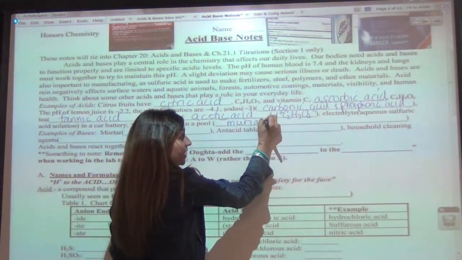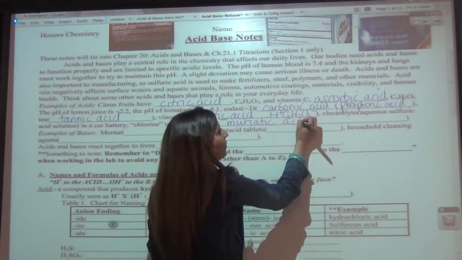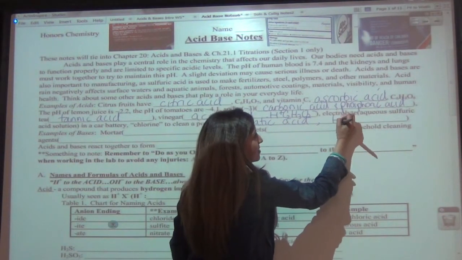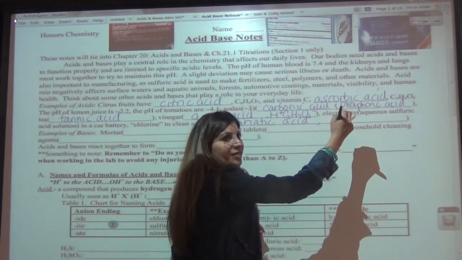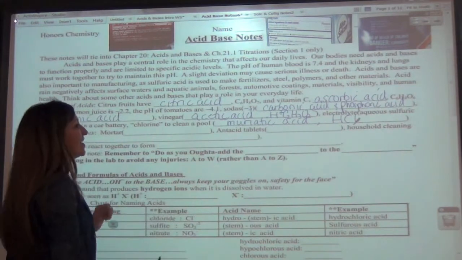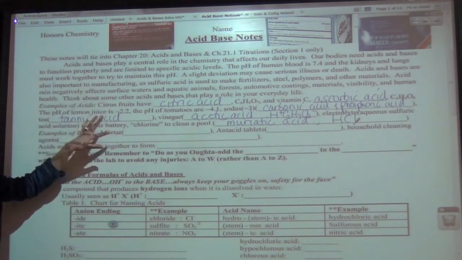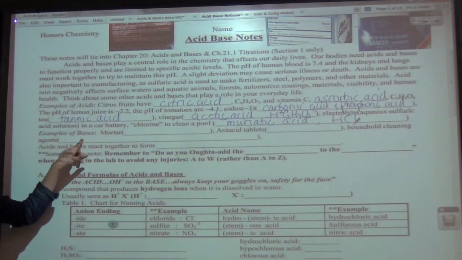On a container, it doesn't usually say what it actually is. It's called muriatic acid, but really all it is, is the same acid that's in your stomach. Anybody know what that is? HCl. Hydrochloric acid. Nice. It's HCl. Very good. Okay. Now those are all acids. Those are all different acids.